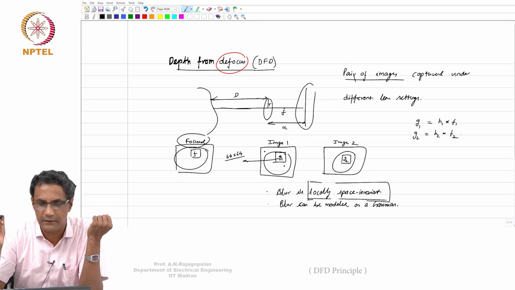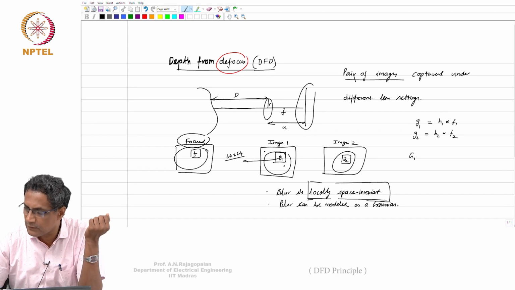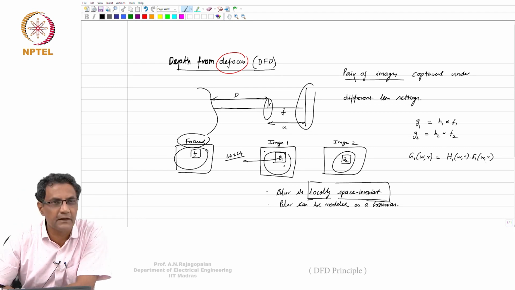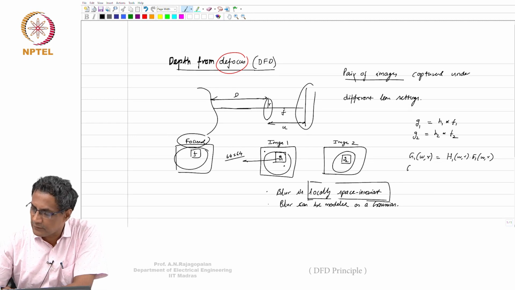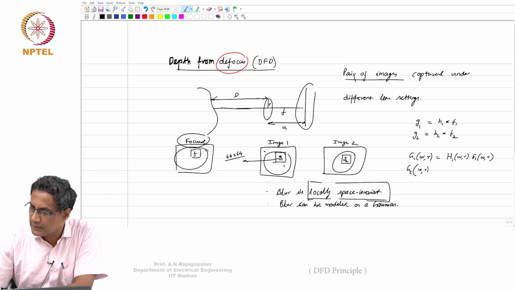I thought that it shouldn't take too long to do this. If you go to the Fourier domain, you can look at G1 of omega, nu, which is H1 of omega, nu into F1 of omega, nu. Initially we'll take a continuous case, and then a discrete approximation is what you will typically implement. So G2 of omega, nu is then H2 of omega, nu into F2 of omega, nu.